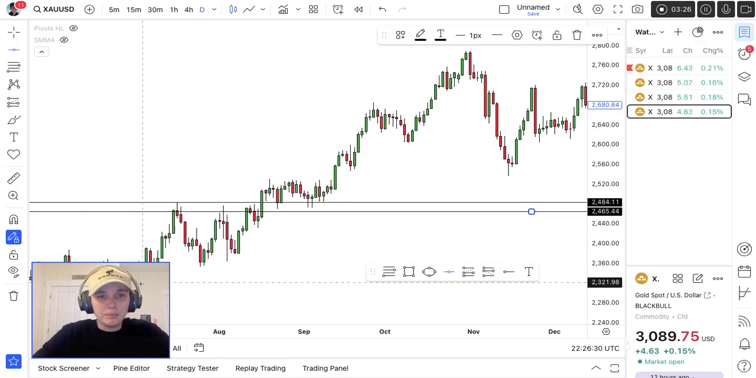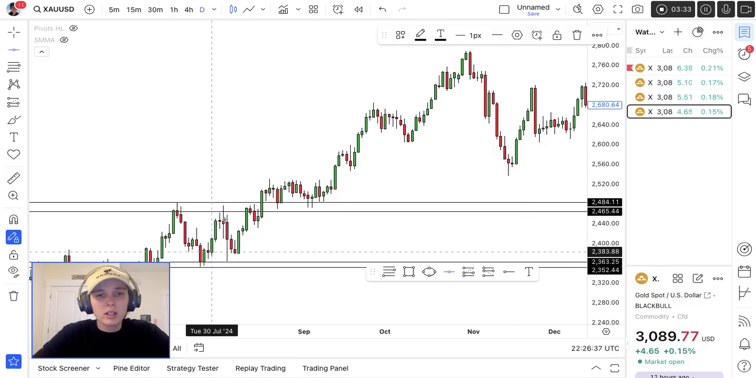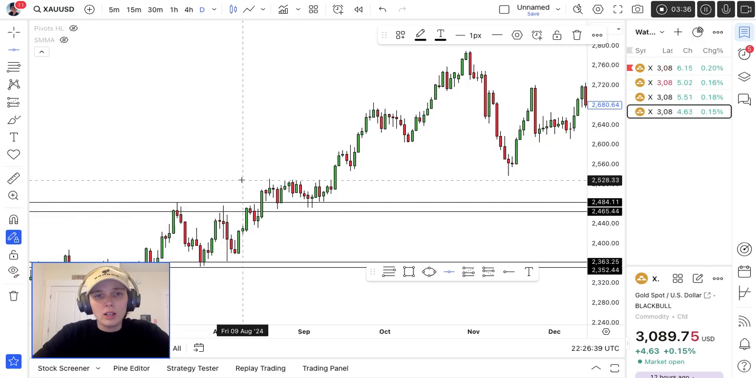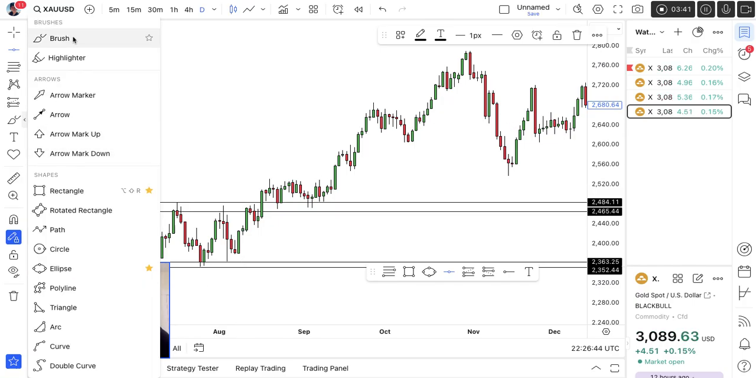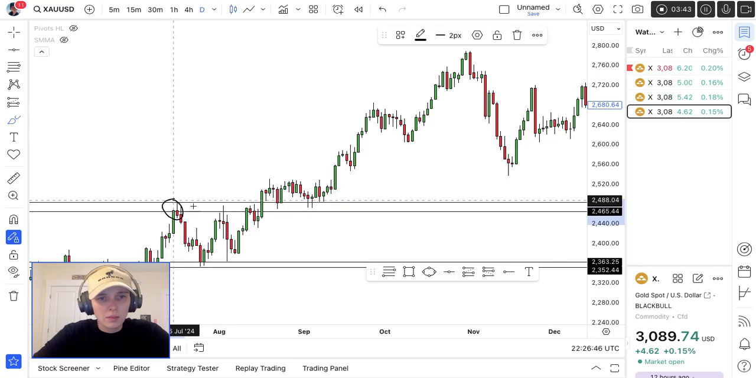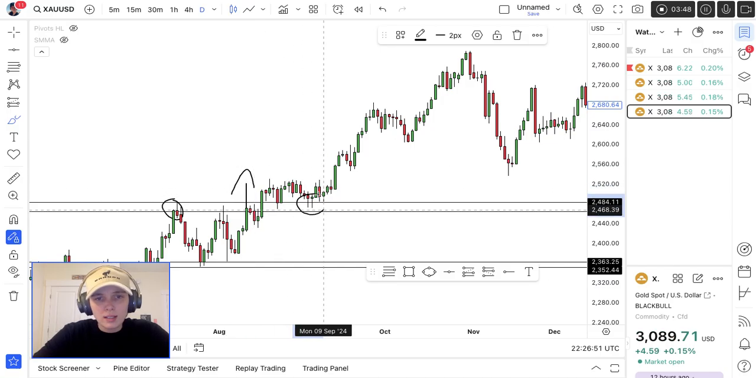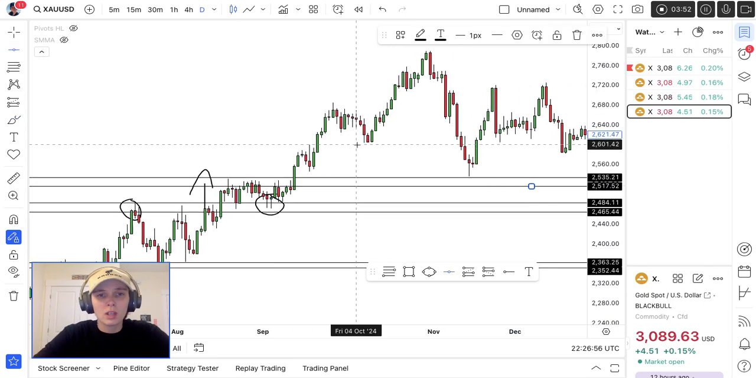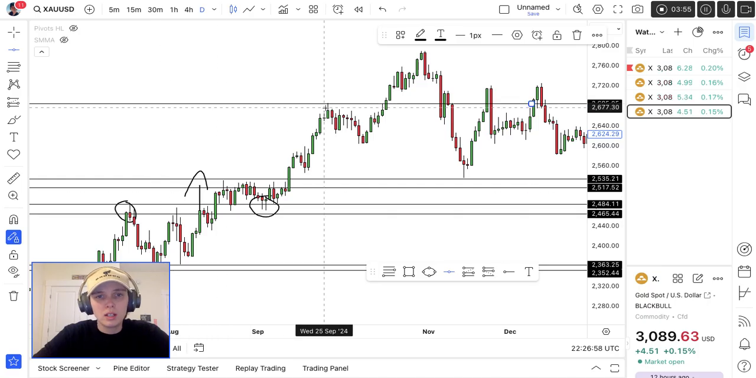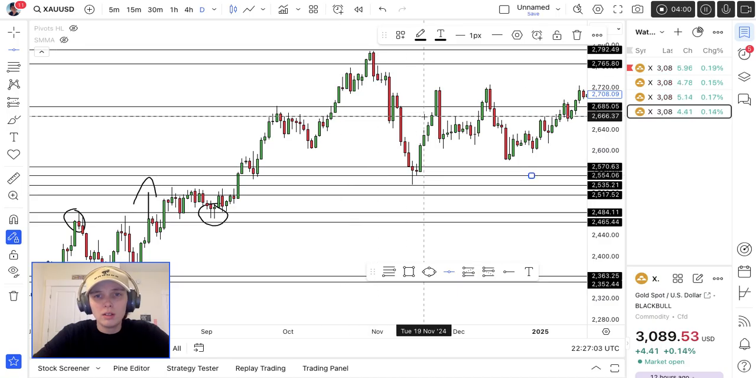So we have a resistance here, and then a support, and then we have a break over here. As you can see, price came above and then retested. So we have another zone here, and then we're just going to keep doing that all the way down.